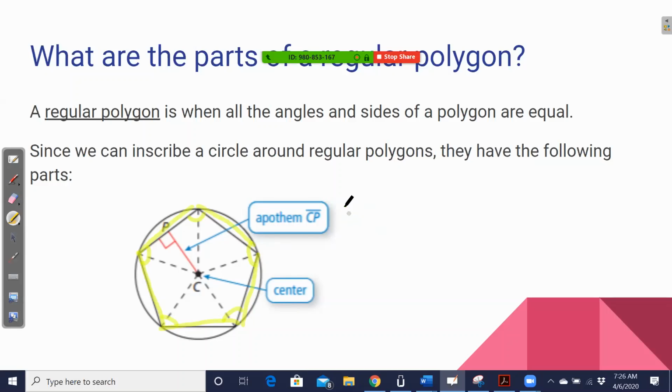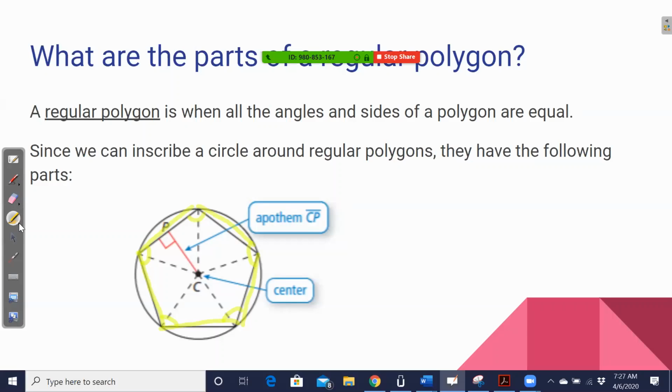Now, since we can draw a circle around regular polygons, we're going to find that it has certain parts. So it has a center and has something called the apothem, right? The apothem is the line that is right between 2 radii, and it is bisecting the central angle in half. Now, what do I mean by radii and central angles?